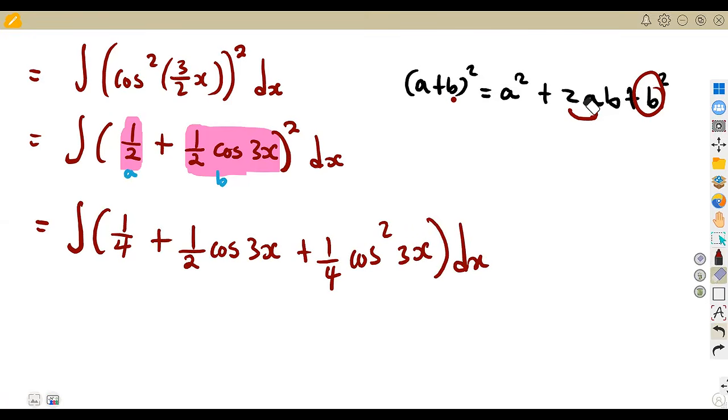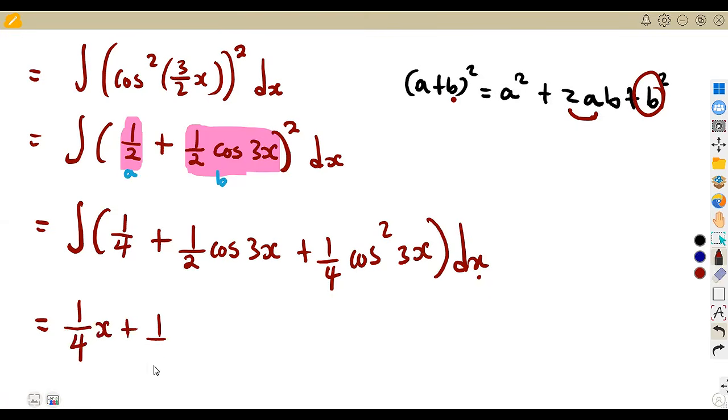We just have to go back to our normal a plus b squared. At this stage, as we can see, we can integrate. Everything can be integrated here. So let's integrate. The integral of 1 over 4 with respect to x is going to be 1 over 4. So that will be 1 over 4x.